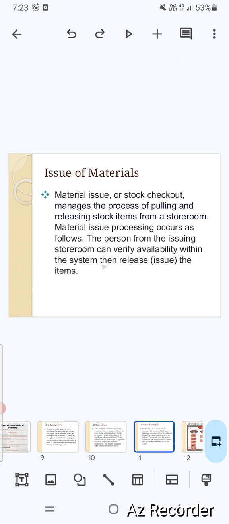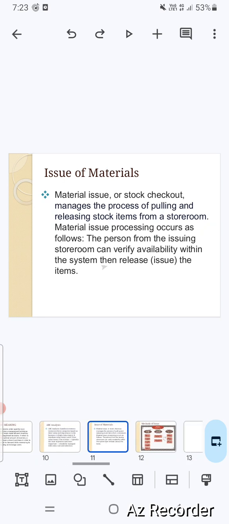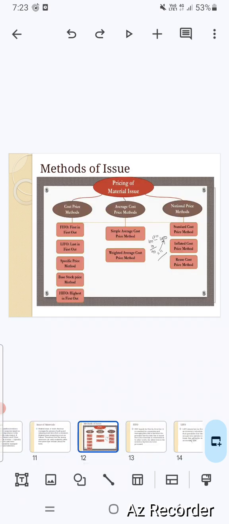Next, issue of material. A material issue or a stock checkout manages the process of pulling and releasing stock items from the storeroom. Material issue processing occurs as follows. A person from the issuing storeroom can verify availability within the system, then release and issue the items. So there are various methods for issuing the raw materials from the store.